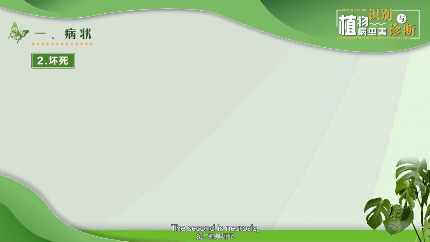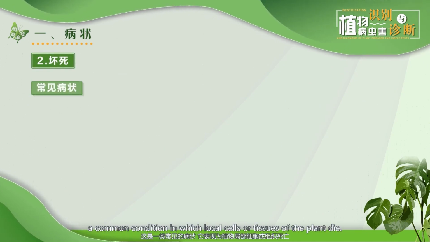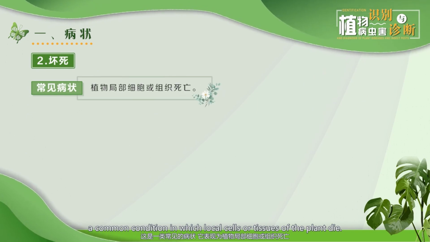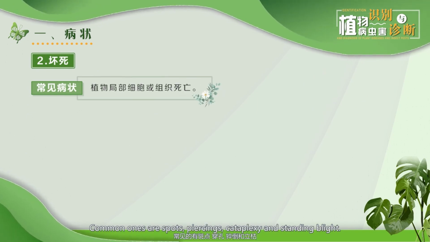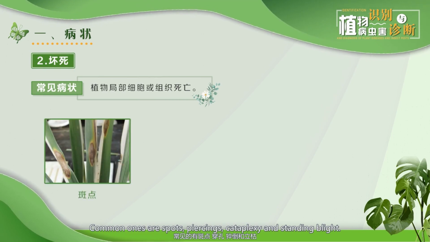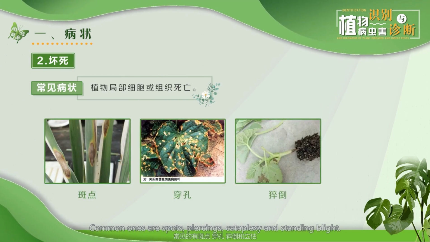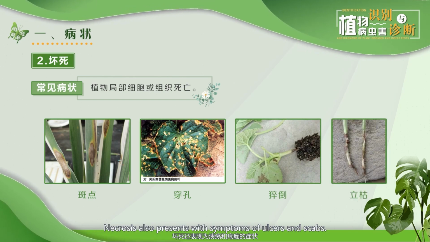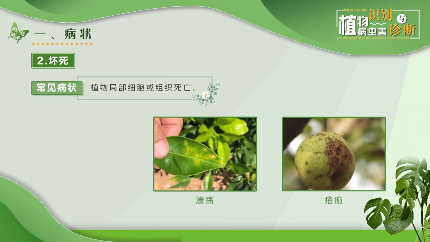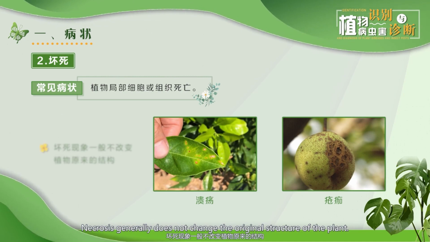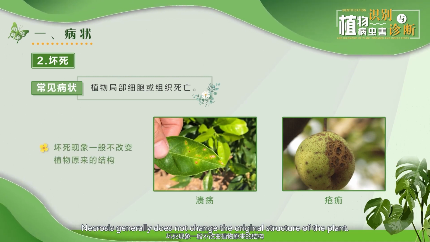The second is necrosis, a common condition in which local cells or tissues of the plant die. Common ones are spots, perforations, blight, and standing blight. Necrosis also presents with symptoms of ulcers and scabs. Necrosis generally does not change the original structure of the plant.